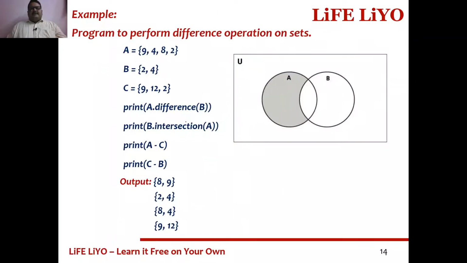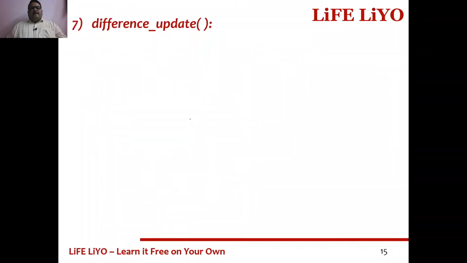So we have seen the example. Next, difference update. It is the same as the intersection update. What does the intersection update do? It first performs the intersection operation, and then it updates that result to the main set which you have taken. The same way here, it performs the minus, that is the difference of the two sets, and the result is going to be updated onto the main set.